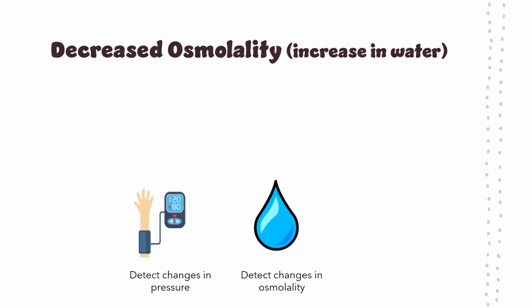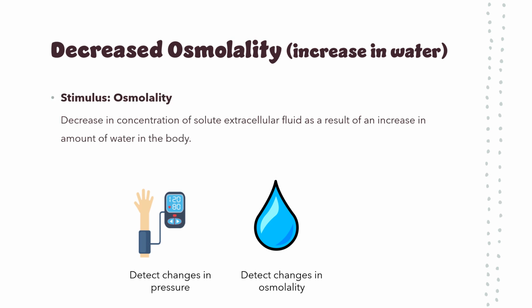So let's look at the opposite example now. So a decrease in osmolality or an increase in water. So this means that there is a decrease in the concentration of solute in that extracellular fluid because we have an increase in water. So there's more water in our blood, and that is diluting our blood, and essentially lowering the concentration of that solute.